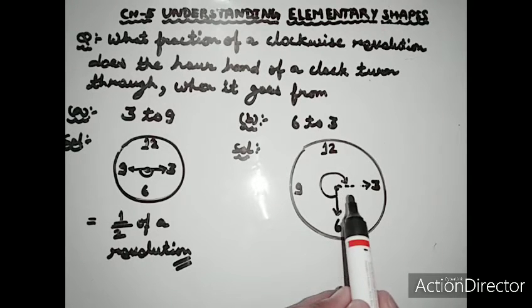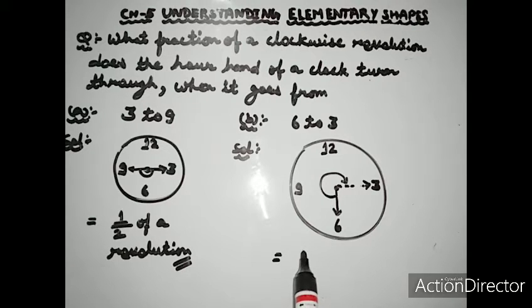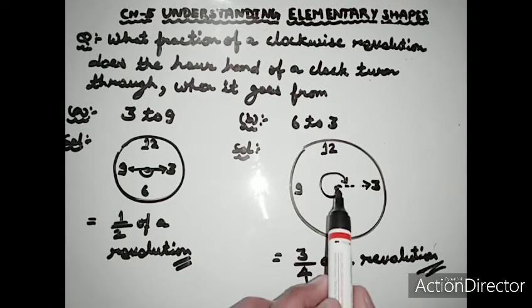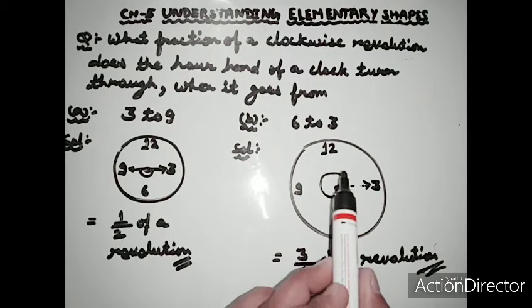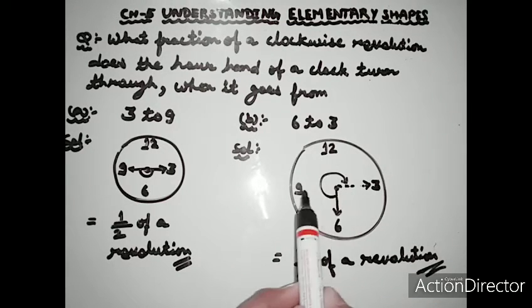Now let's move, and what are the total number of 90-degree angles here? 1, 2 and 3. So here we write let's move 3 upon 4 of a revolution, right? So students, there are basically a total of 4 right angles here, when it's moved 12 to 3, 3 to 6, 6 to 9 and 9 to 12. So here there are a total of 4 parts here, 1, 2, 3 and 4, right?